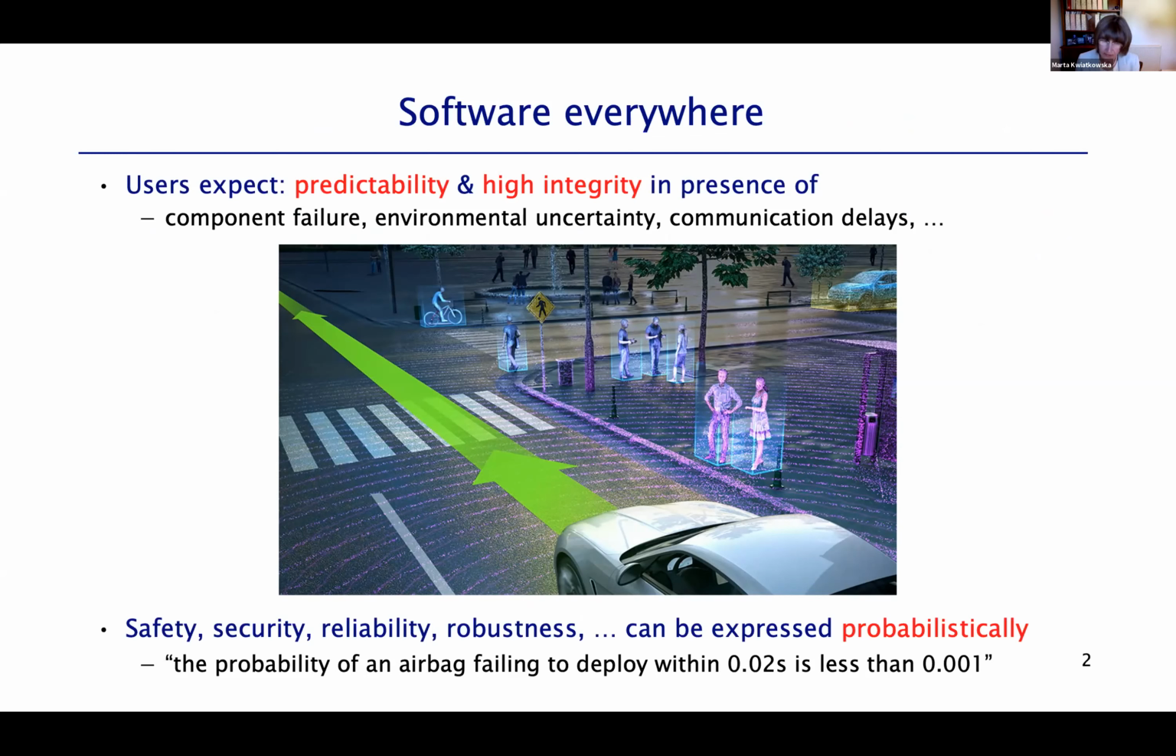Now, safety, security, reliability, robustness, they all have probabilistic formulations. And in particular, if we consider something like an airbag, then the safety property for an airbag would be that the probability of the airbag failing to deploy within 0.02 seconds is very small. It's, say, less than 0.001.